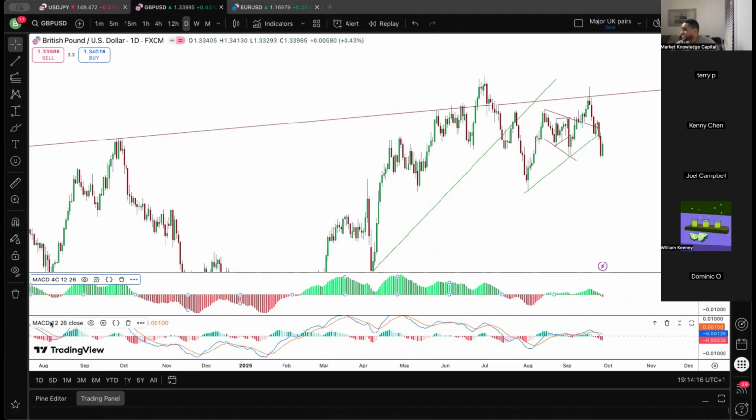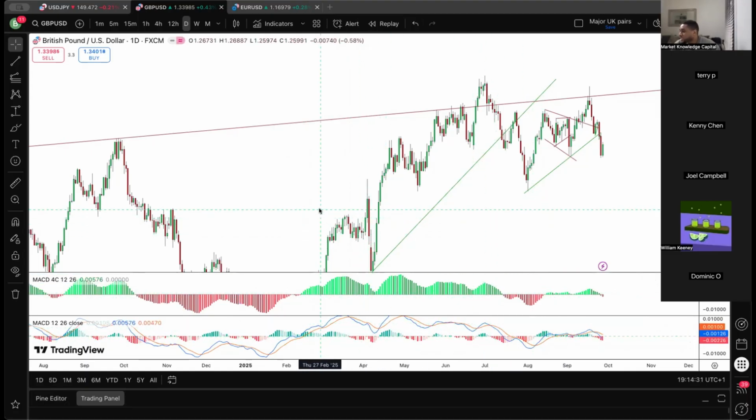Whereas this here is a normal MACD, which really combines the MAC. It's kind of your default view of a MACD, which helps you to understand the momentum of the price as well as the trends that you're currently in.